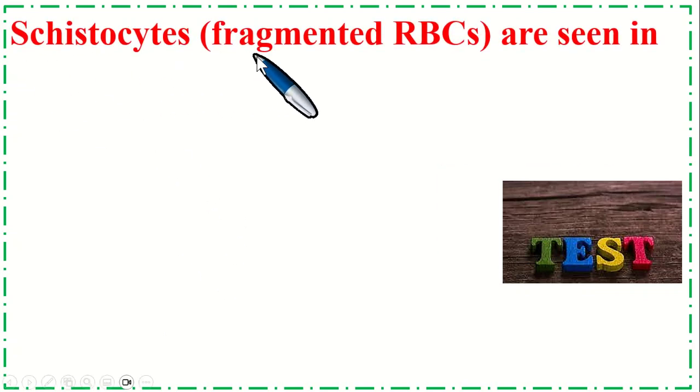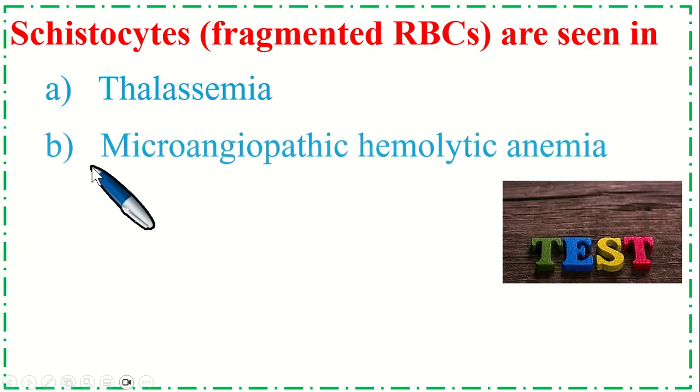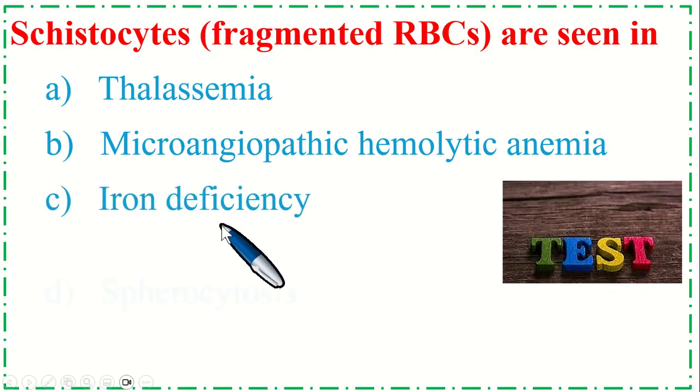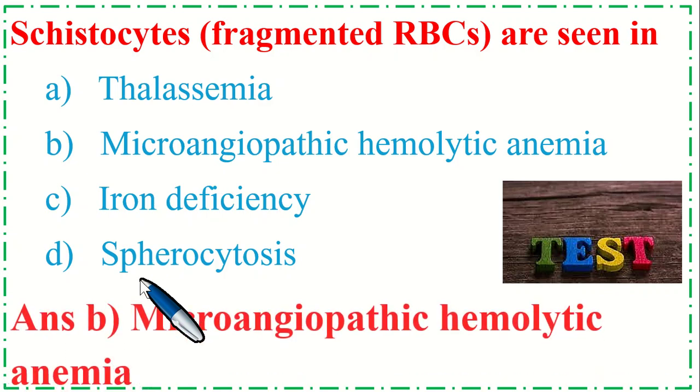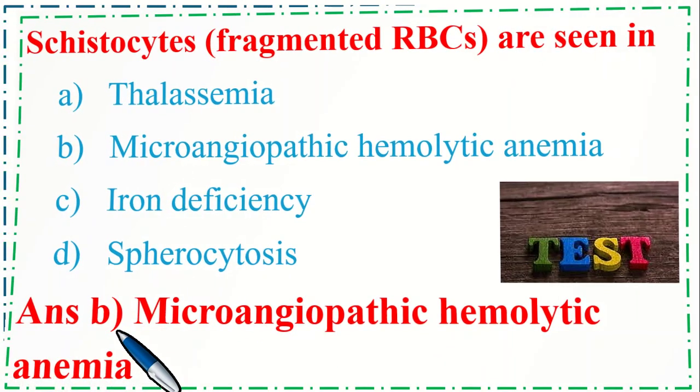Schistocytes, fragmented RBCs, are seen in option A, thalassemia, B, microangiopathic hemolytic anemia, option C, iron deficiency, D, spherocytosis. So the correct option is B, microangiopathic hemolytic anemia.